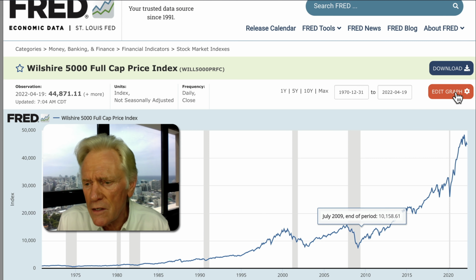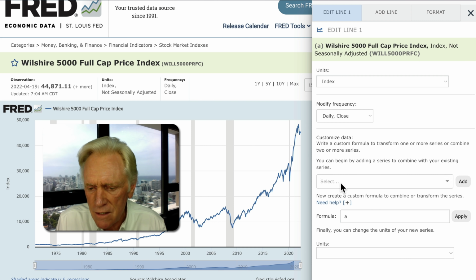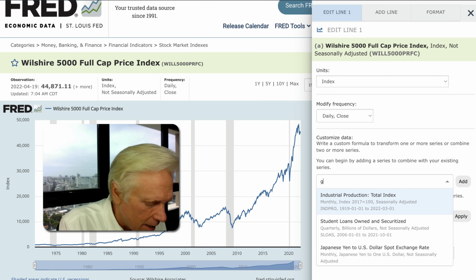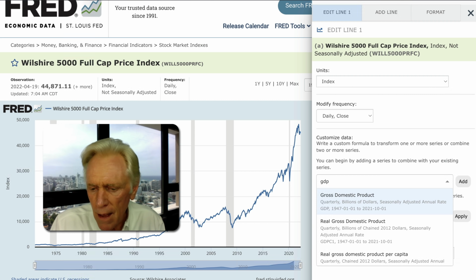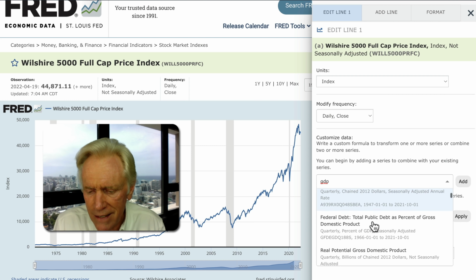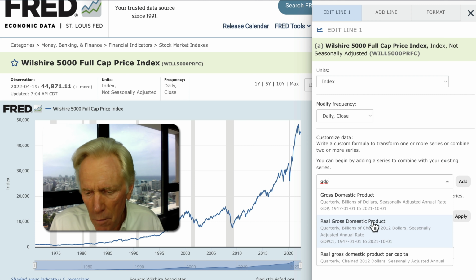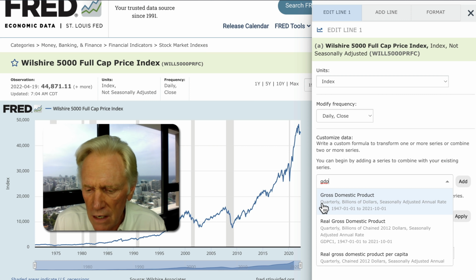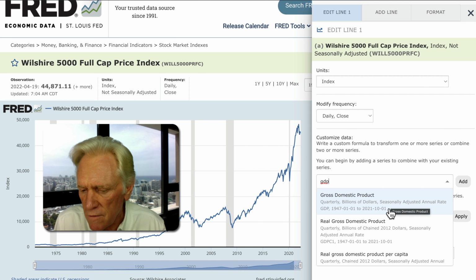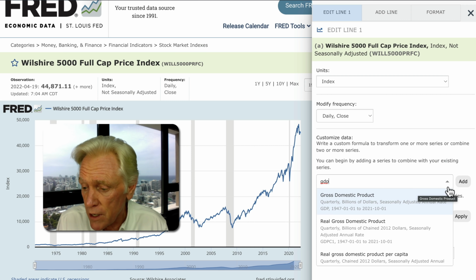But what I want to show you is I want to take this and add another index. The way you do that here, I'm going to add GDP. And then you get this list, and you don't want to select anything that says real in front of it. We want an absolute number, not something that's been adjusted by inflation or whatever. So here we've got GDP quarterly, billions of dollars, going back to 1947. So that's a pretty good data set.